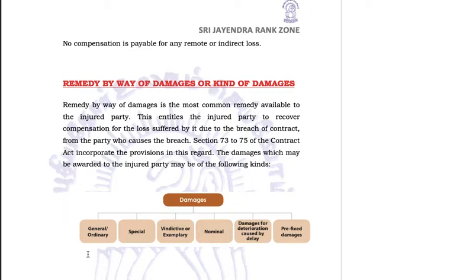General or ordinary damages, special damages, vindictive or exemplary damages, nominal damages, damages for deterioration caused by delay or prefixed damages. So these are the categories. Now we'll deal with these categories. We'll understand these categories briefly.